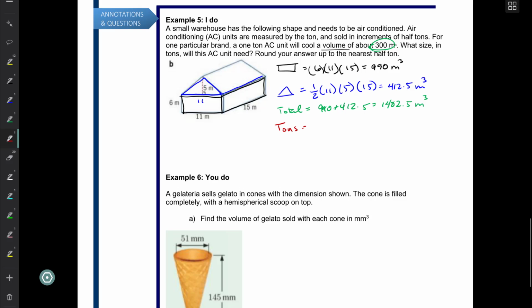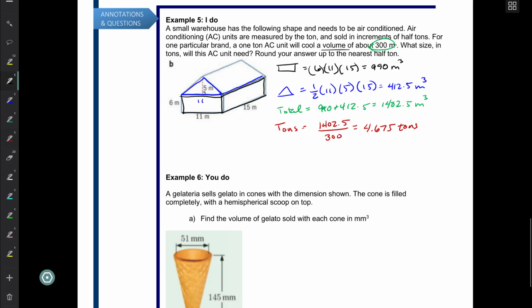So the total number of tons will be 1,402.5, and then we're going to divide that by 300. When we divide that by 300, we get 4.675 tons of basically air conditioning power that are needed. So is there going to be a company that's going to sell a 4.675 ton machine? Probably not. So look at what we're supposed to do here.